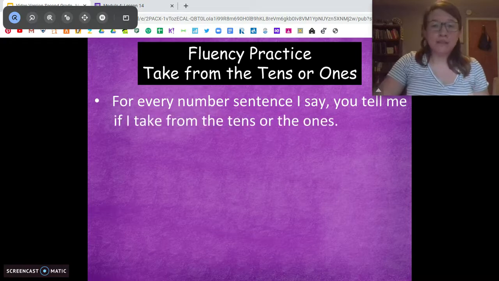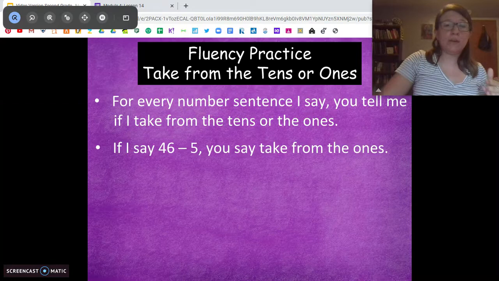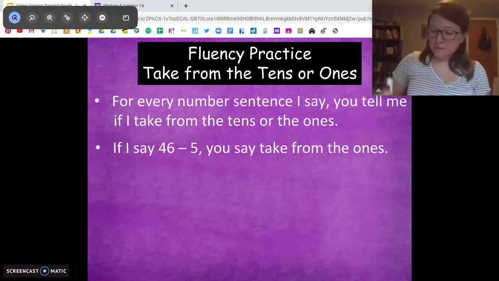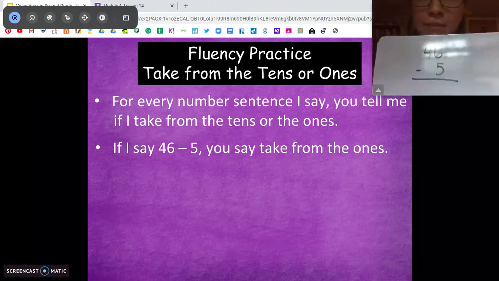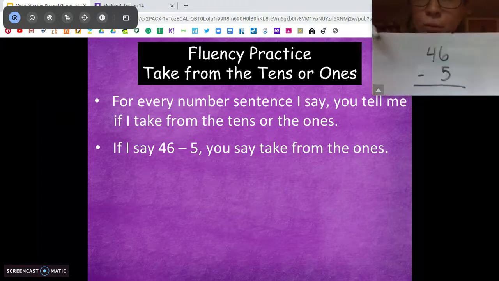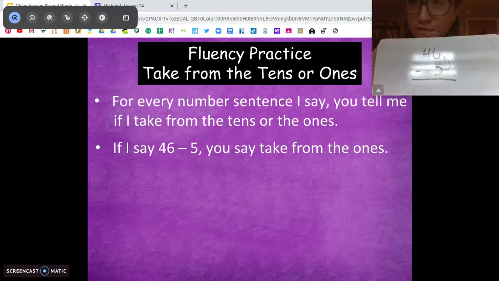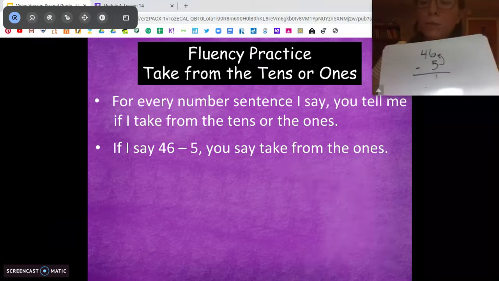Okay. So for this one, you might want your piece of paper. I'm going to give you a number sentence, and I'm going to ask you if I'm going to take from the tens or the ones. So here's what I mean. If I say 46 minus 5, now I'm setting this up the vertical way to show you. If I say 46 minus 5, can I take 5 from 6? Yeah, right? I get 1. So I can take from the ones.